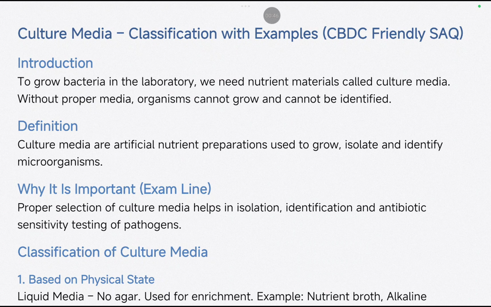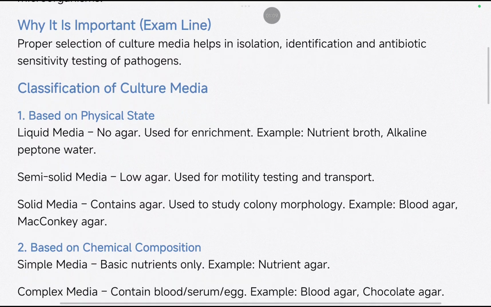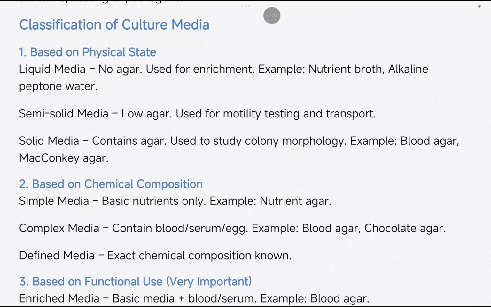Culture media are artificial nutrient preparations used to grow, isolate and identify microorganisms. Why is it important? Proper selection of culture media helps in isolation, identification and antibiotic sensitivity testing of pathogens. So these are three words: isolation, identification and sensitivity testing of pathogens. What is the classification? Classification is slightly confusing. Either it can be based on physical state, chemical composition or functional use.